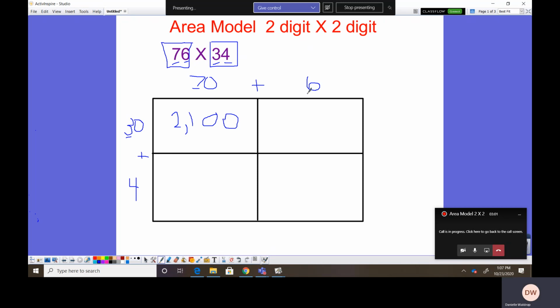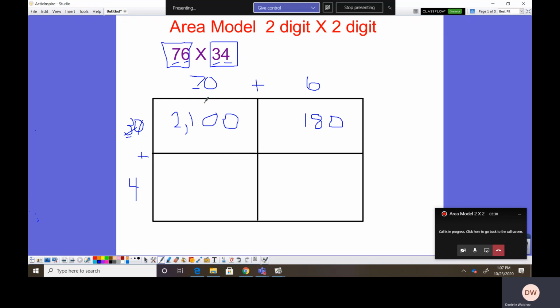Okay? 6 times 30, or 30 times 6. How many zeros are there in 30 and 6? Well, there's 1 zero here, so I'm going to put my 0 over here. And what's 6 times 3? 6 times 3 is 18. Good. And this is where you need to make sure you know your basic multiplication facts in order to help you with expanding on the 2-digit times 2-digit. So 30 times 6 is 180.